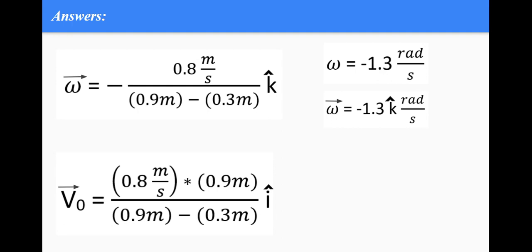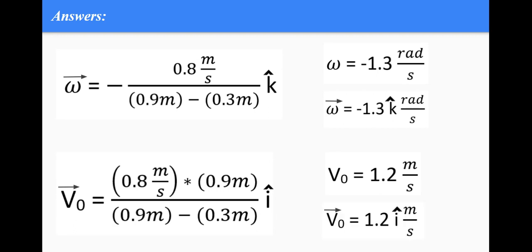Plugging in our known values for the velocity of O, we have that it's equal to 0.8 meters per second times 0.9 meters divided by 0.9 meters minus 0.3 meters in the positive I direction, which gives us the magnitude of the velocity of O as equal to 1.2 meters per second, and the velocity of O is equal to 1.2 meters per second in the positive I direction.